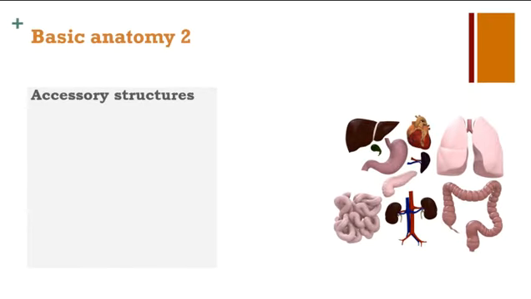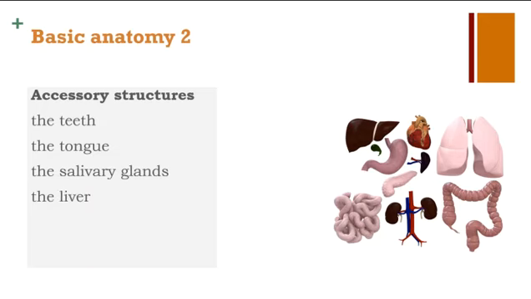The second group of organs are the accessory structures. They comprise the teeth, the tongue, the salivary glands, the liver, the gallbladder, and the pancreas.